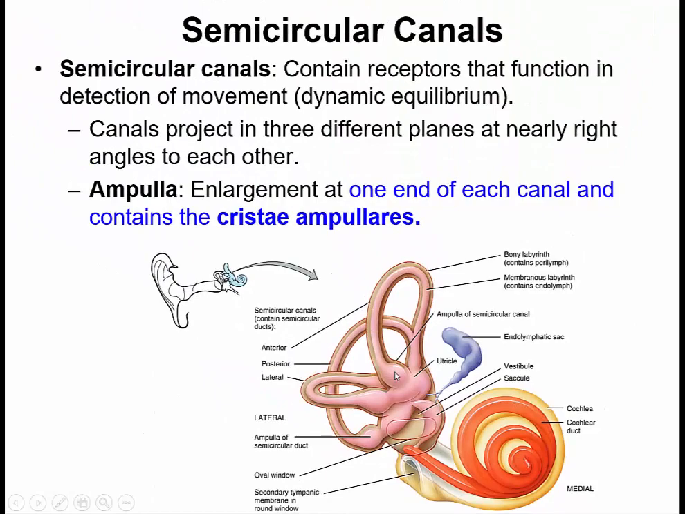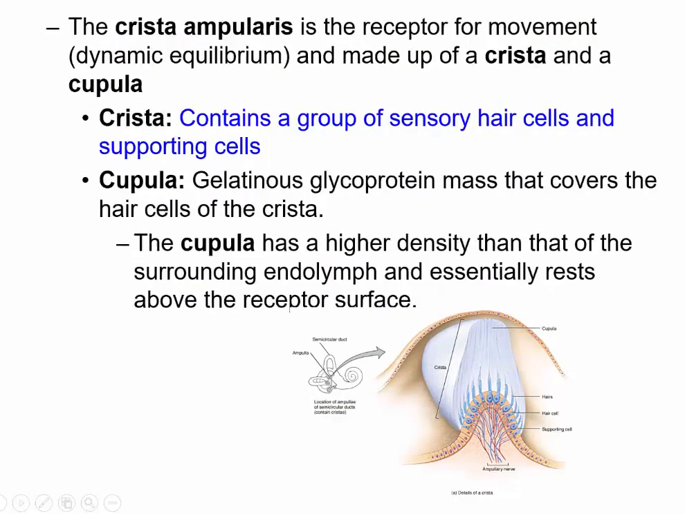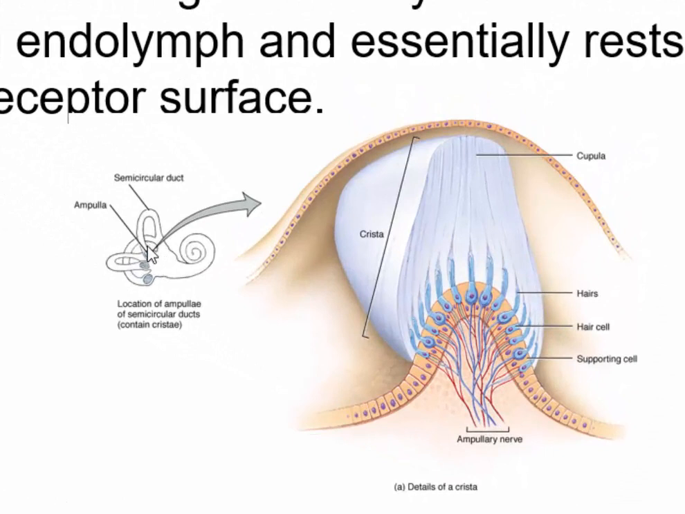So we'll go a little bit further in and take a look at this. So here's the cristae ampullaris that you see here. Inside of the ampulla, the cristae ampullaris is the receptor for movement, dynamic equilibrium, and it's made up of a crista and cupula. So all of this is a crista, and this crista consists of a group of sensory hair cells and supporting cells, as shown here. The cupula is a gelatinous glycoprotein mass that covers the hair cells of the crista, and basically this provides a higher density than the surrounding endolymph. Remember, endolymph is all through here and essentially rests above the receptor surfaces of these hair cells.